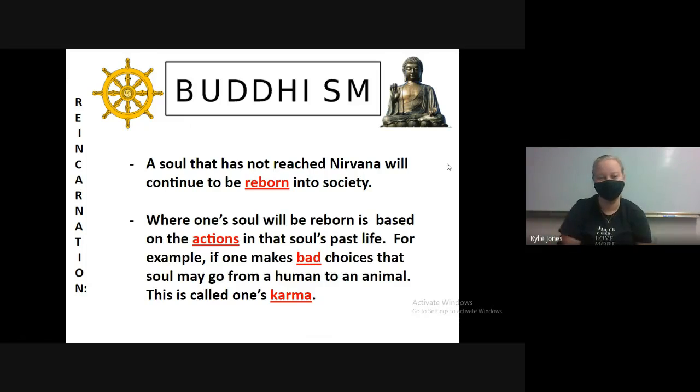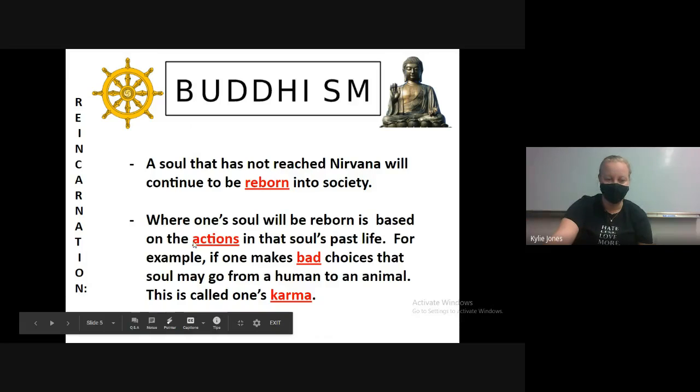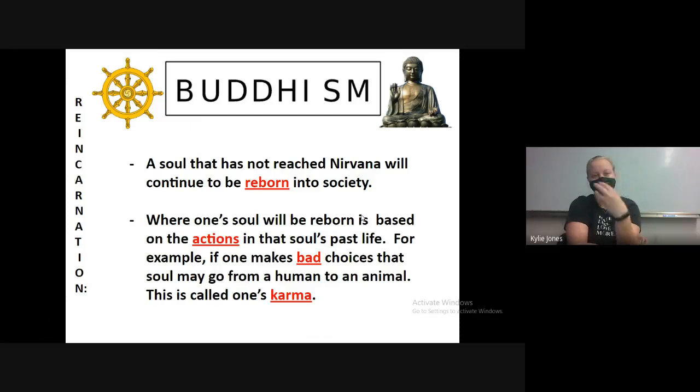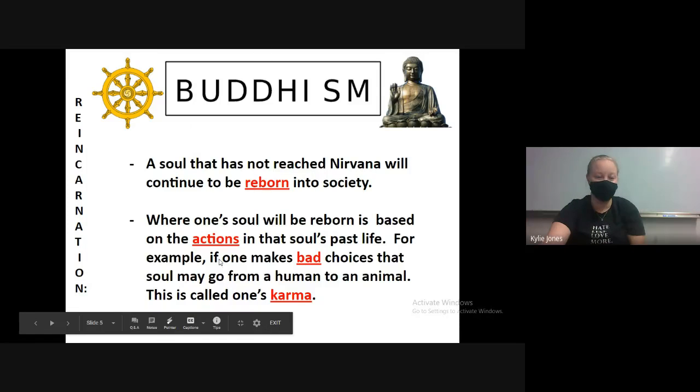I guess that. The next part says, where one soul is reborn is based on the actions in your past soul's life. So basically what you do in this life right now will determine how you are reborn in the next life. So for example, if you make bad choices, your soul may go from a human and be turned into an animal.